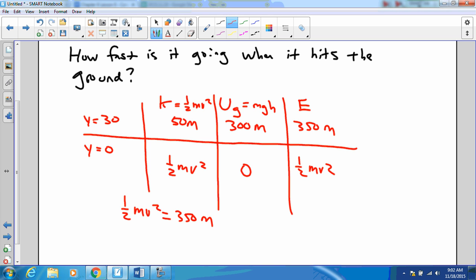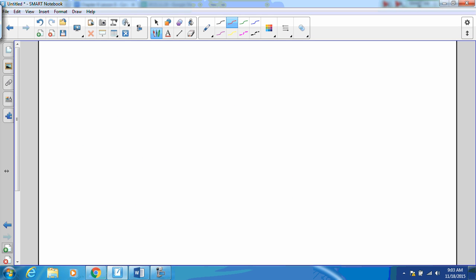Some people also do these tables sideways, so they have K and U going down, and they've got y equals 0, y equals 30 going across. I don't really care how you organize it, so long as we have a total accounting of energy at 2 different points, and we set them equal. Does that make sense to everybody? Cool. Let's work a harder problem.